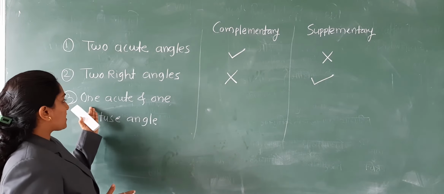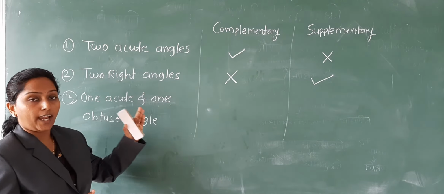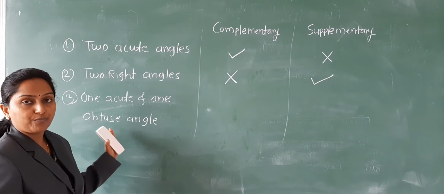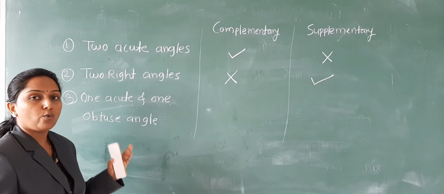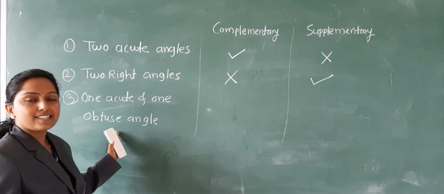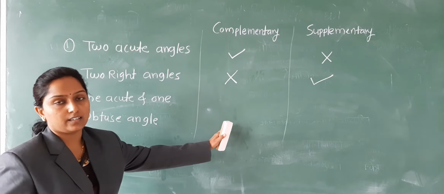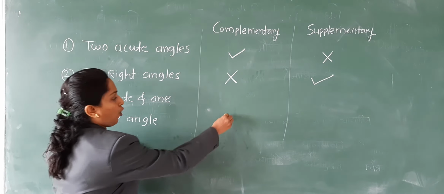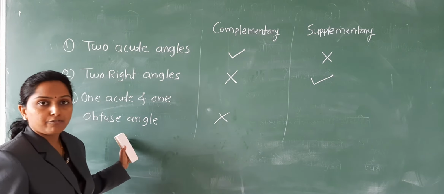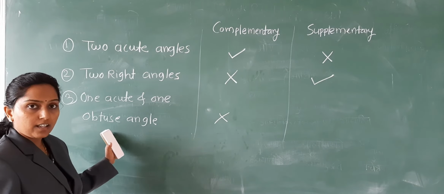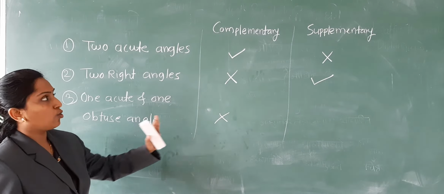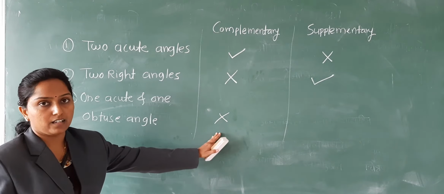Now, the third condition is one acute and one obtuse angle. Obtuse means greater than 90 and our complementary angle sum is 90, so it is not possible. If we take one obtuse angle, then it is not possible to make a pair of complementary angles.